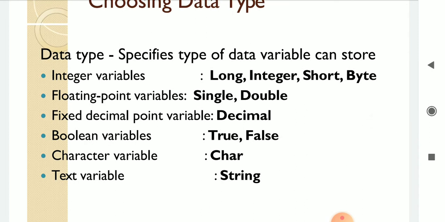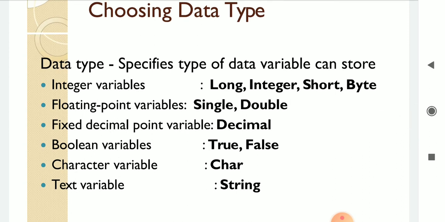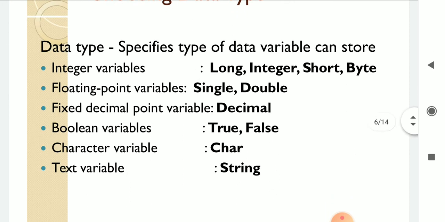So here are some data types which you can use for creating variables. Integer variables are used when you want to take values in numeric format, and include long, integer, short, and byte. Floating data types are used when you want to take values in decimal points, for example, a book price or a particular item price, as for some products. So for a book price, you have to take it in decimal also.